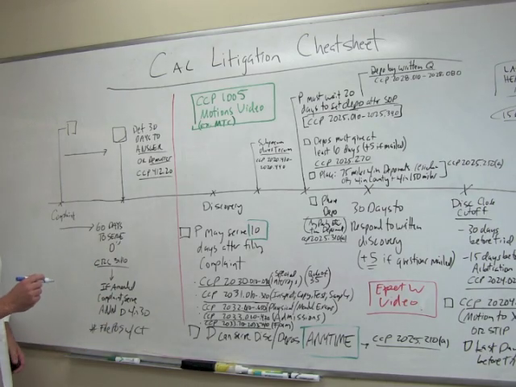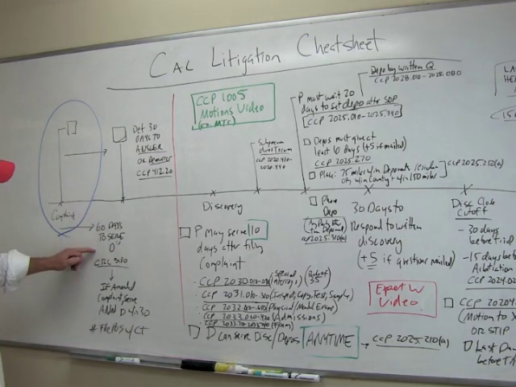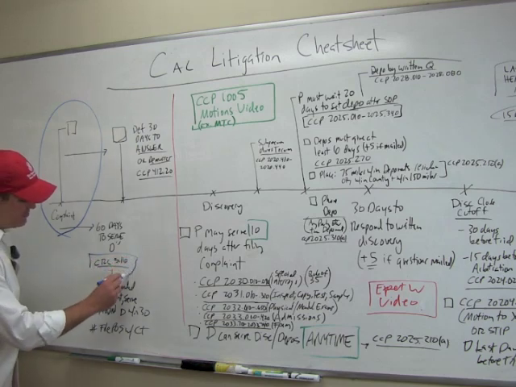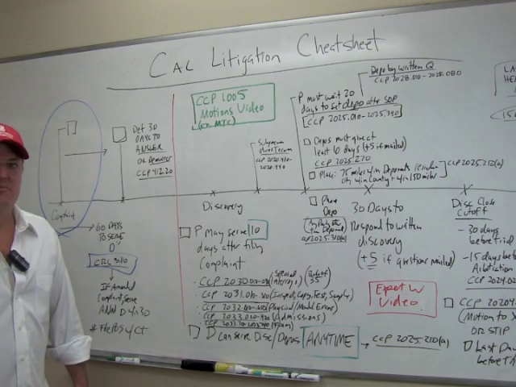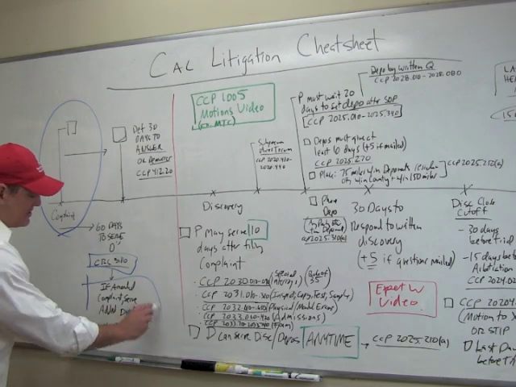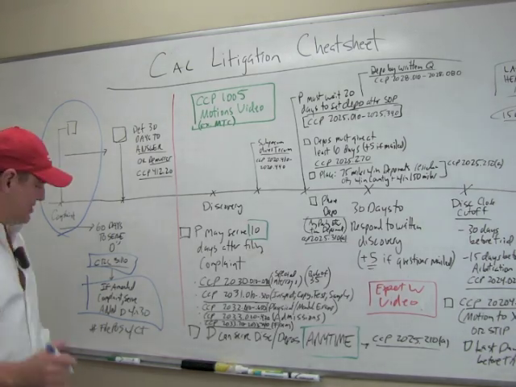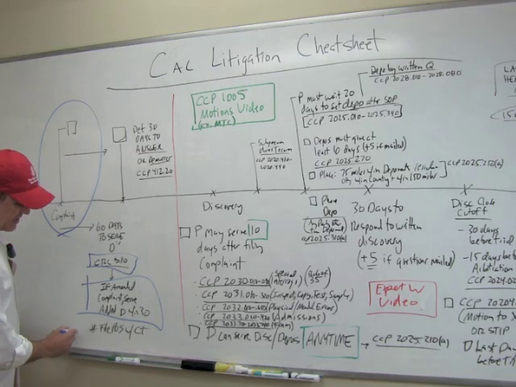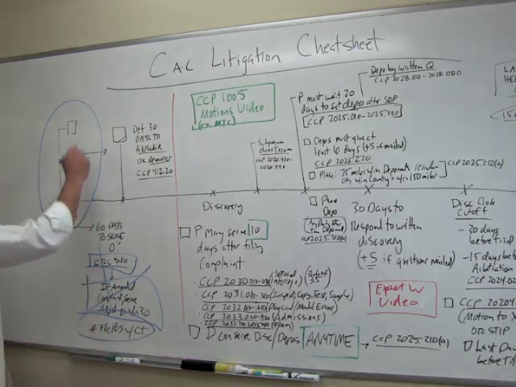Okay, so your complaint gets filed, and you have 60 days to serve the defendants. That's California Rules of Court 3.110. If the complaint's amended and you add additional defendants, then it's 30 days to get them served. And of course, you're going to file your proof of service with the court.